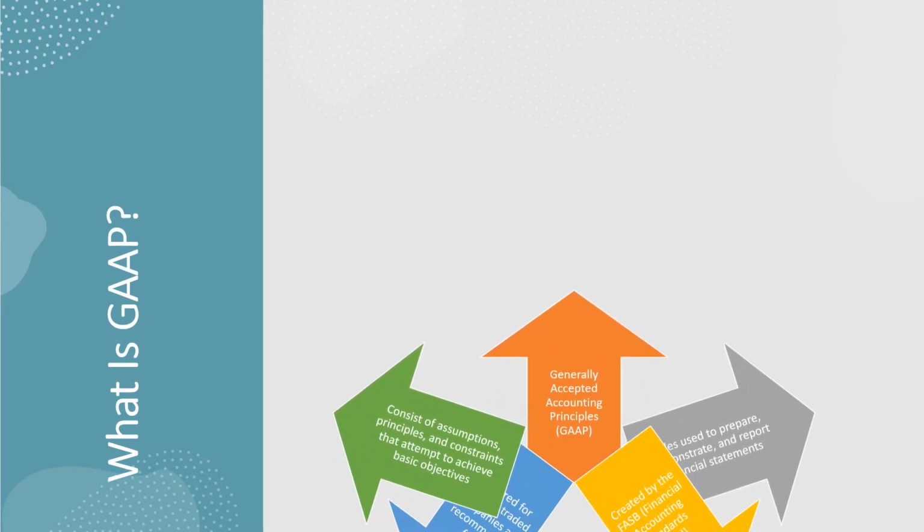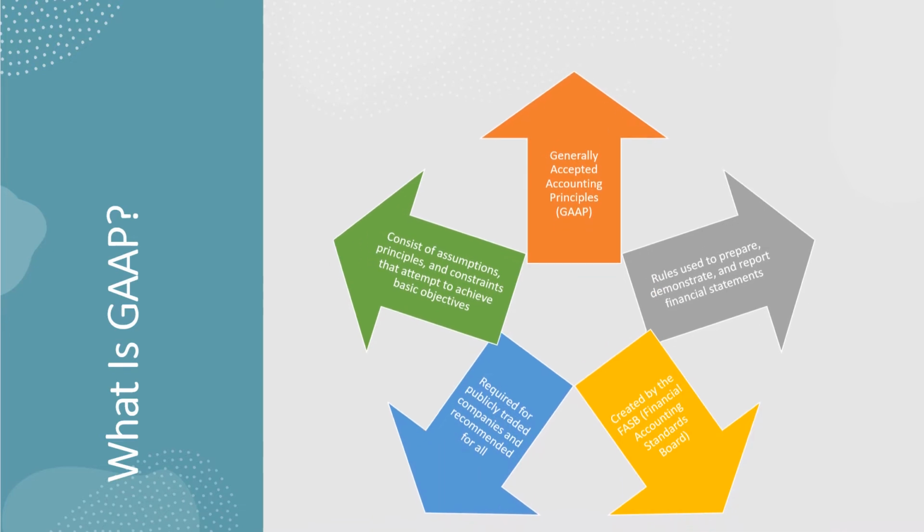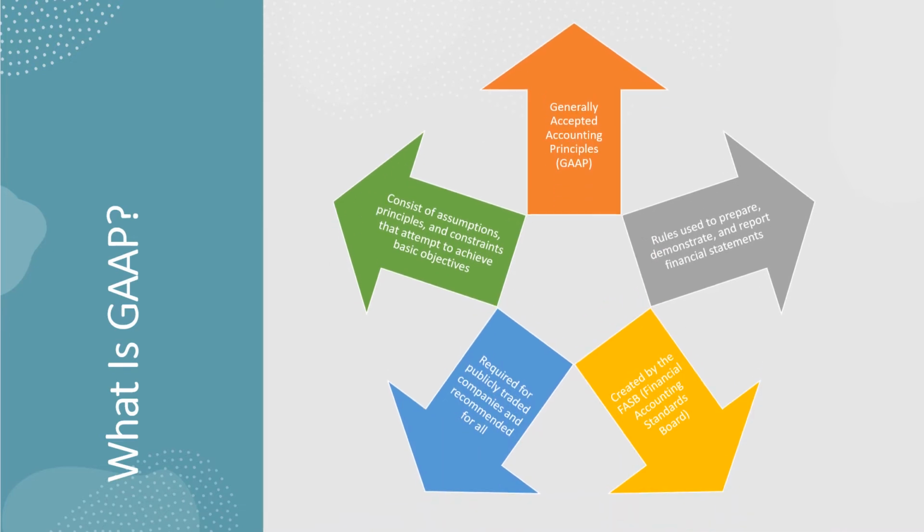What is GAAP? GAAP stands for Generally Accepted Accounting Principles, GAAP. These principles are accounting rules used in the United States to prepare, demonstrate, and report financial statements for various entities. The organization that creates the rules is called the Financial Accounting Standards Board, FASB. Publicly owned companies follow these rules unless they can show that doing so would produce misleading information. However, it is wise for small business owners to adhere to GAAP as well.